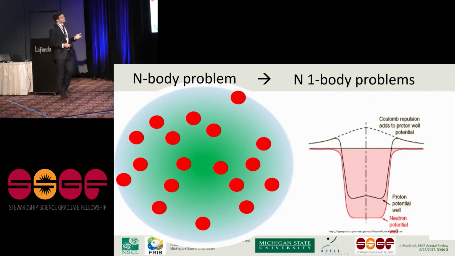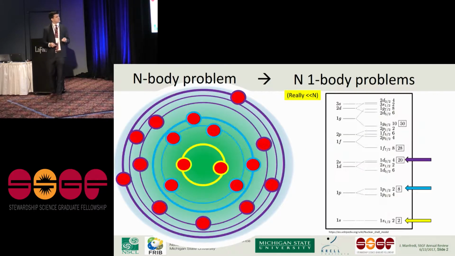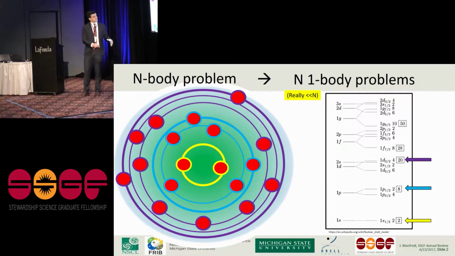But if we actually start to see the implications of this, oh, and I also should mention that really most of the time we only care about the valence nucleons, or the highest energy ones, so it's actually really less than an n one-body problem. So if we actually start to put these nucleons into this mean field, we get these subshells, or single particle orbitals, that basically just depend on the angular momentum of the nucleon. So like 1s 1/2, 1f 7/2, these are basically just ways of writing the quantum numbers of these nucleons.